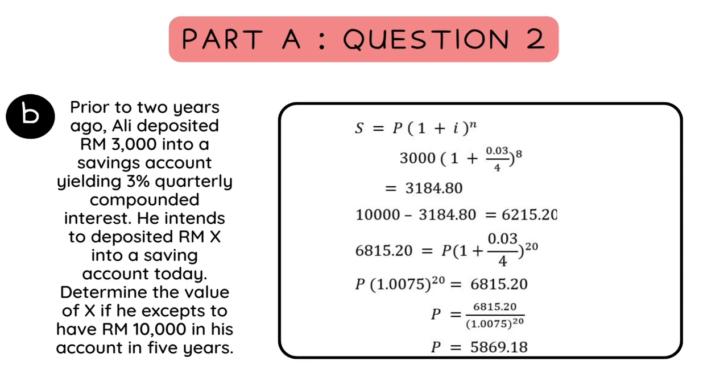and we will per 6,815 with 1.0075 close bracket the power of 20, and we get the answer 5,869.18.